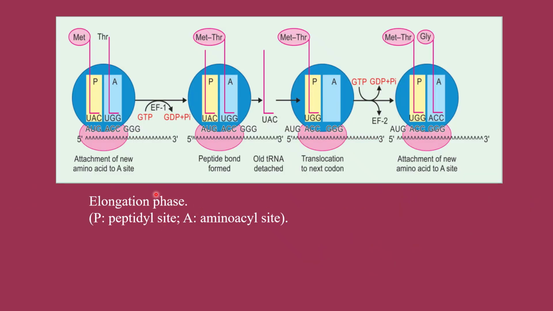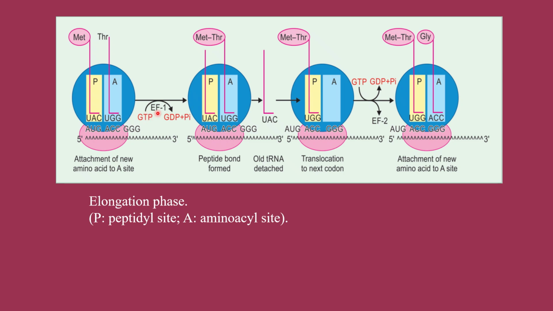So the elongation phase. In the elongation phase, what is happening? You can see the attachment of a new amino acid to the A site. On the P site is already the very first amino acid along with its transfer RNA, on which the anticodon sequence is available, that is UAC, against the AUG codon of the messenger RNA. So it is fixed on the P site. The incoming amino acid along with its specific transfer RNA, containing the specific anticodon against the codon of the messenger RNA, attaches at this particular A site.